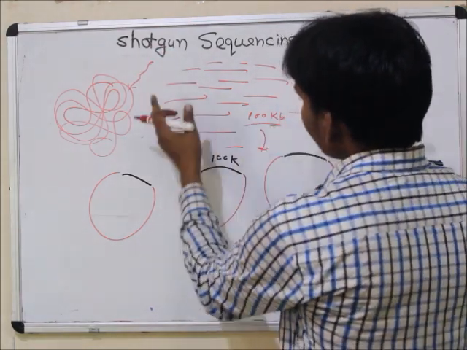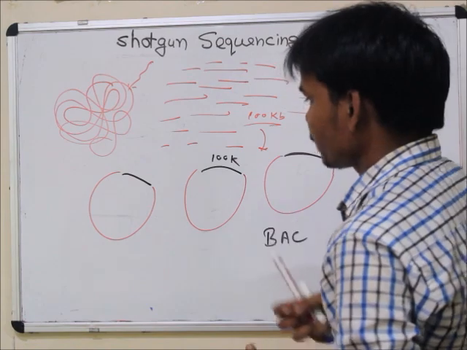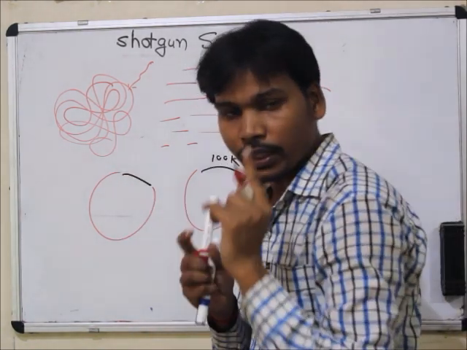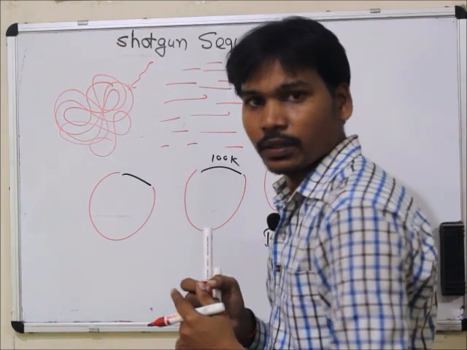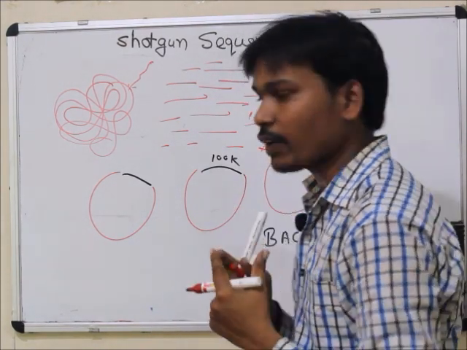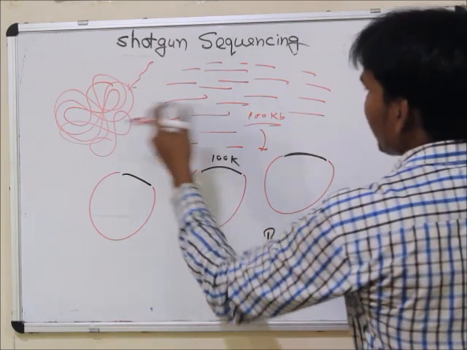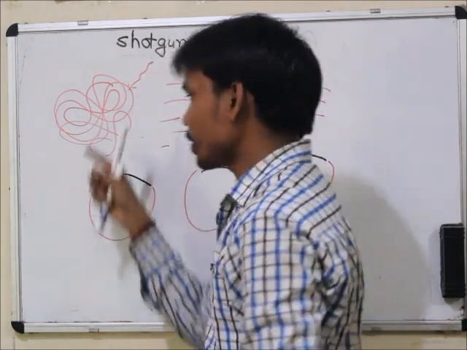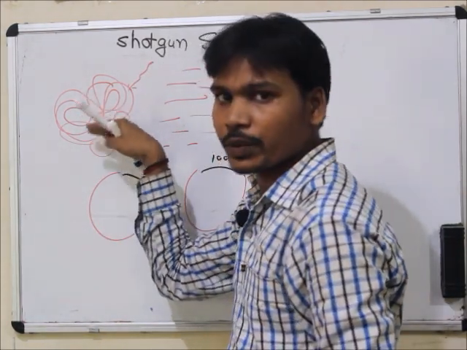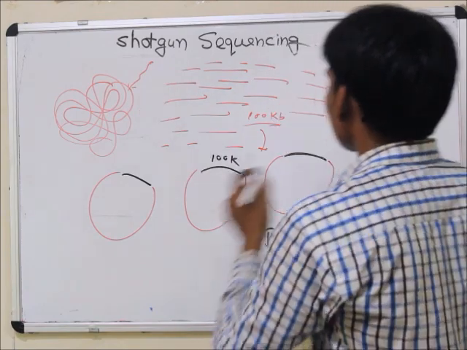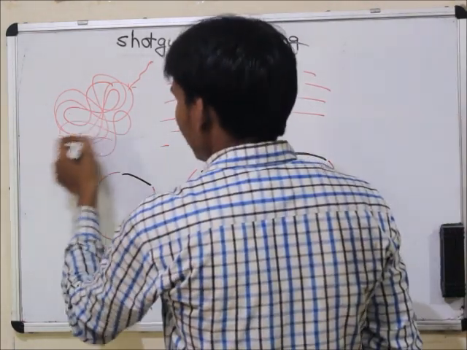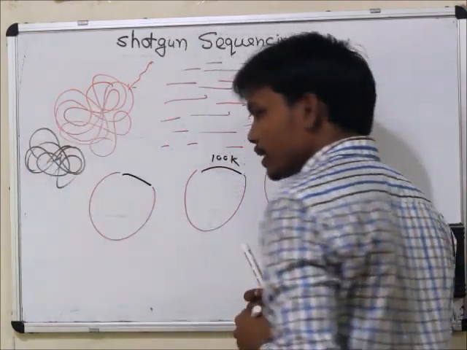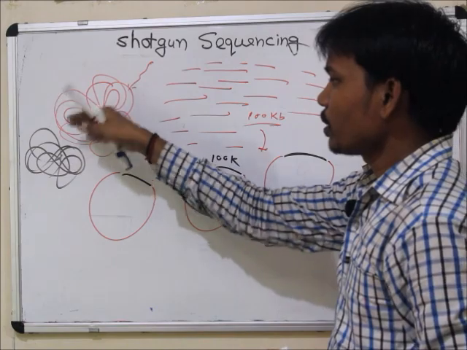So a large number of fragments will be obtained, which are sheared by the shotgun method. Then these will be aligned. The term is alignment, forming contigs. What is a contig formation? Suppose there are many fragments, so there is not a single DNA sequence; a large number of genomic sequences are available, of the same large DNA.